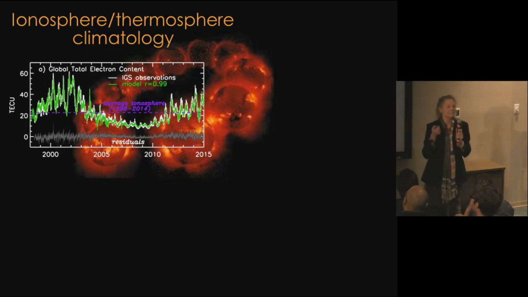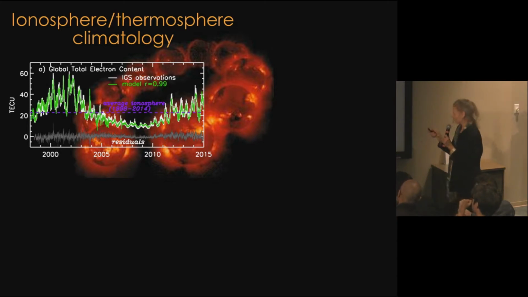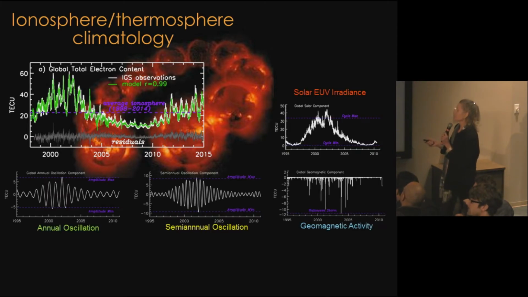Maybe you don't know what that is. It's the number of electrons in the ionosphere. Okay, and this is for real. But it could be temperature if we had the observations, or it could be total mass density. And so here are the patterns now.